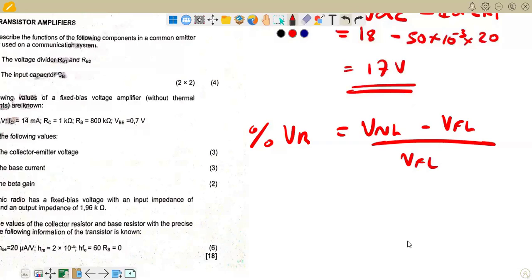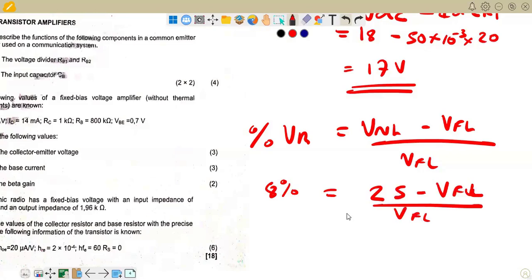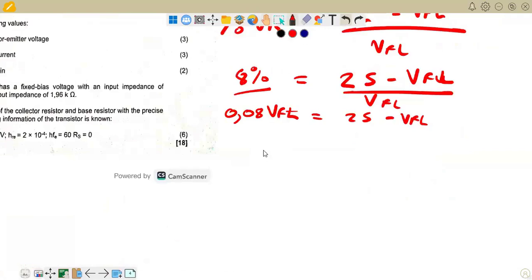So substituting the values that we do have, we can safely say 8% is equal to V no load, 25, minus V full load, over V full load, because as it stands right now, we are calculating the V full load. Manipulating the formula to make it the subject, 8% of course is 0.08 because percent is divided by 100. So cross multiplying, 0.08 times V full load is equal to 25 minus V full load, right? So making V full load the subject, we end up having 0.08 V full load plus V full load is equal to 25. Then factoring out V full load, or even adding them, we end up having 1.08 V full load.